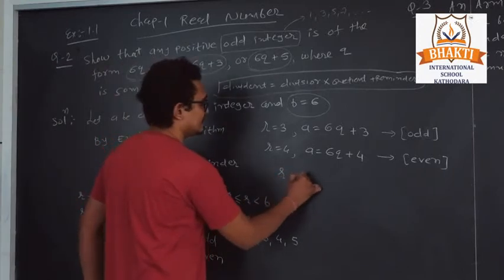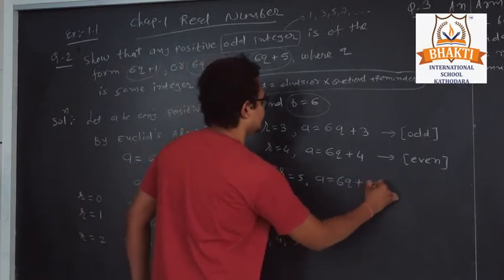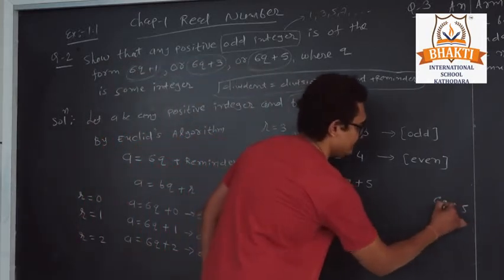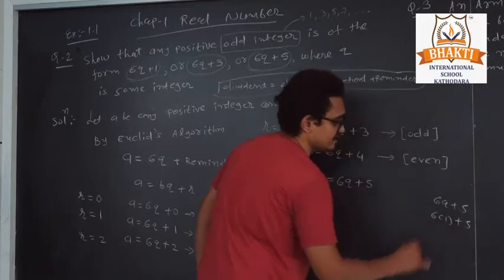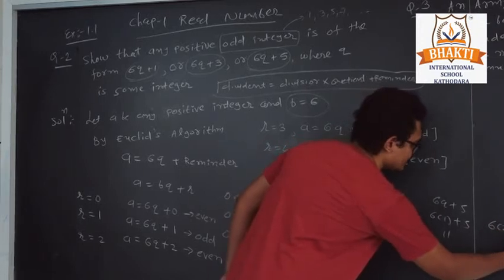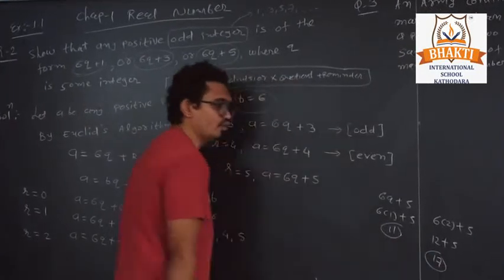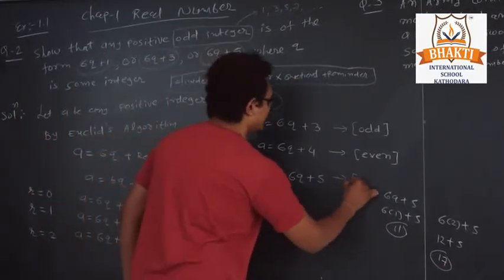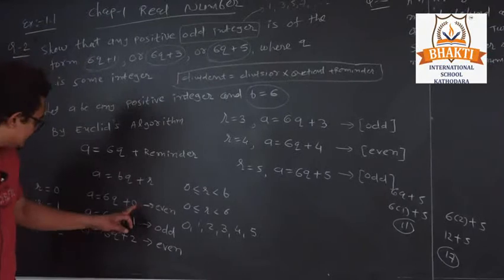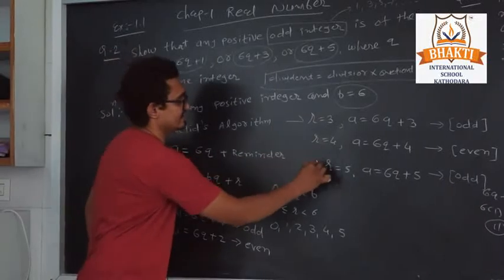And our last case, 5. So r is equal to 5, so a is equal to 6q plus 5. Now once again we can check. If q is equal to 1, 6 ones are 6, 6 plus 5 it will be 11. If we put 2, 6 2s are 12, 12 plus 5, 17. So these both will be odd numbers. So in each case, what kind of number do we get? Odd number. So in these three cases, see that first, then second, and then third.